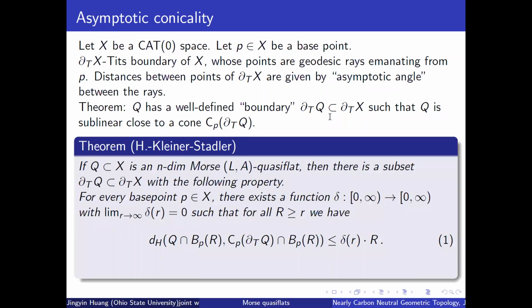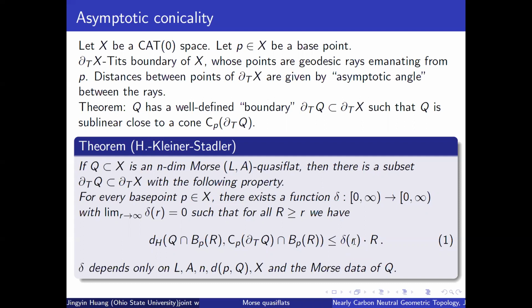Now let's look at the precise formulation. Let's take Q to be an n-dimensional Morse quasiflat. Then there is a subset of the T boundary of X, which we define to be the T boundary of Q, with the following property. We look at the portion of Q inside a large ball of radius R. R is some large number, and B_P(R) means the ball centered at our base point P and of radius R. We also compare to the portion of the cone which is inside this large ball of radius R. And I want to say that the Hausdorff distance is less than or equal to R times some sublinear factor delta(R), and this sublinear factor is going to approach 0 as R goes to infinity. So this is the precise formulation of asymptotic conicality.